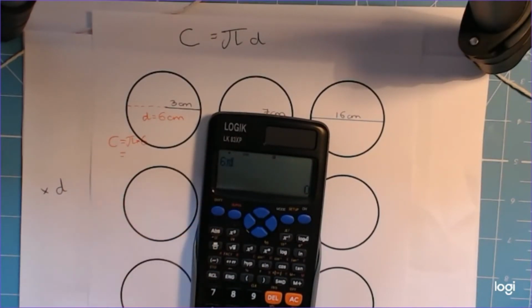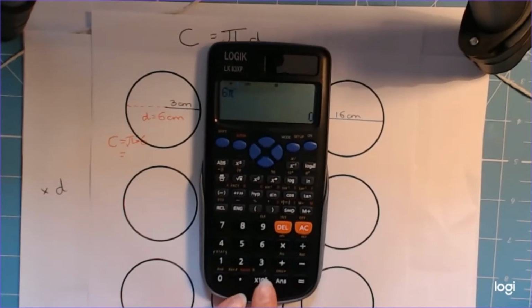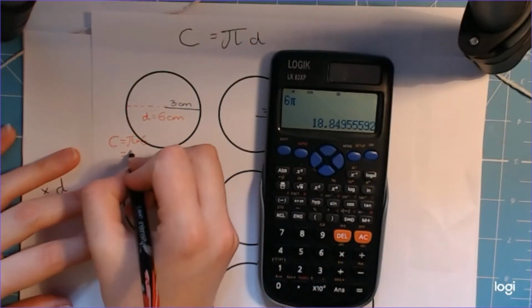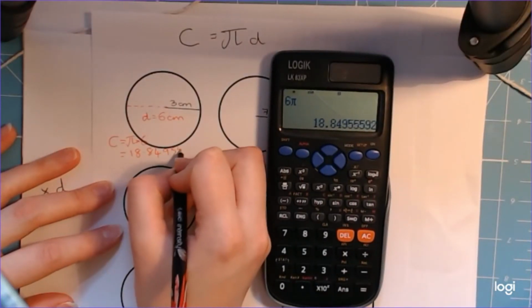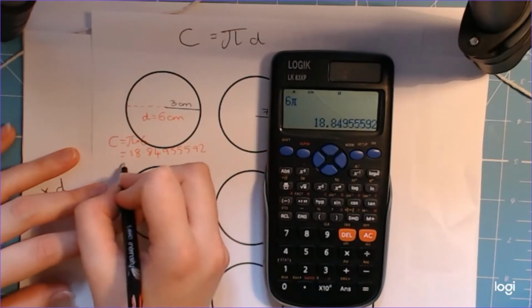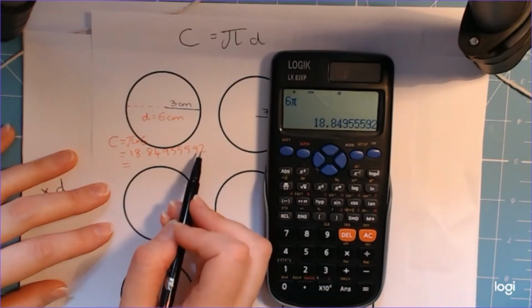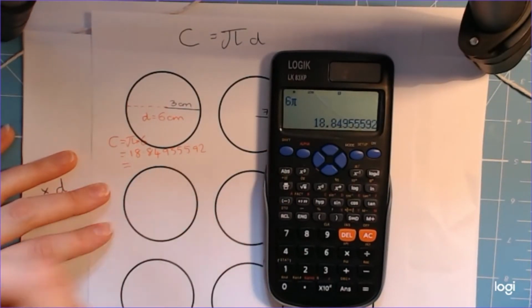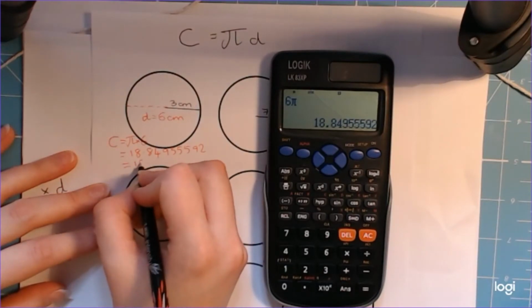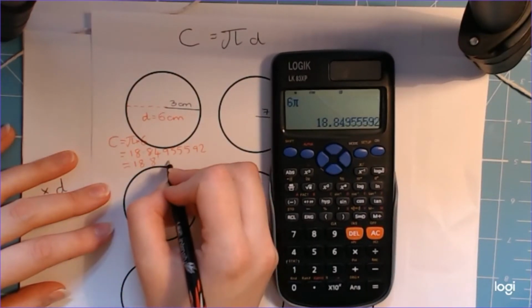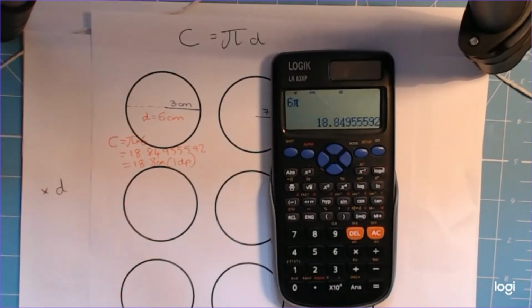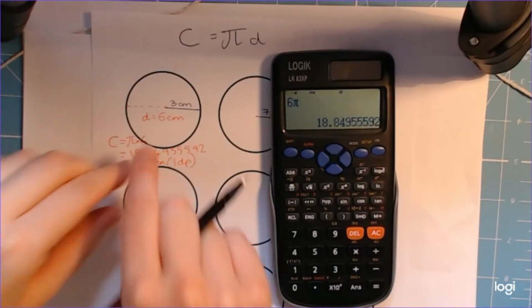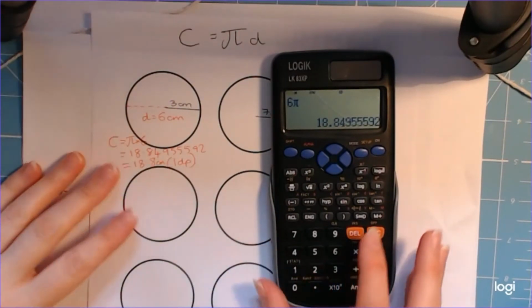I'm going to shift and pi to get the pi button at the bottom there. Shift and pi. And it gives us 18.84955592. And then remember to always write down your full calculator display in an exam, but then round it to whatever it is that you're asked to round it to, usually 1 decimal place, and don't forget your units. It is in centimetres. It's not centimetres squared, it's still a length, it's not an area.